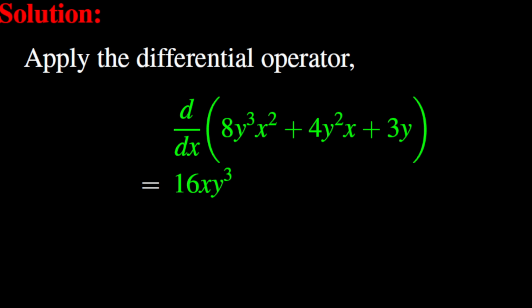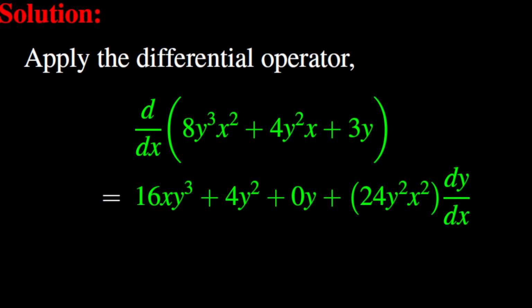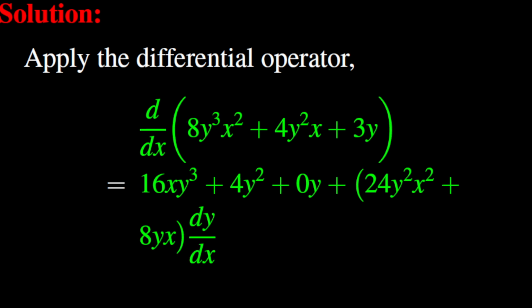Thus, using the sum and difference rules, we add the derivatives of all these terms of the left-hand side of the equation and we group these derivatives in two groups, those that have common factor dx over dx and those that have common factor dy over dx. Then we factor out dy over dx and obtain 16xy cubed plus 4y squared plus 0y plus 24y squared x squared plus 8yx plus 3 times dy over dx.